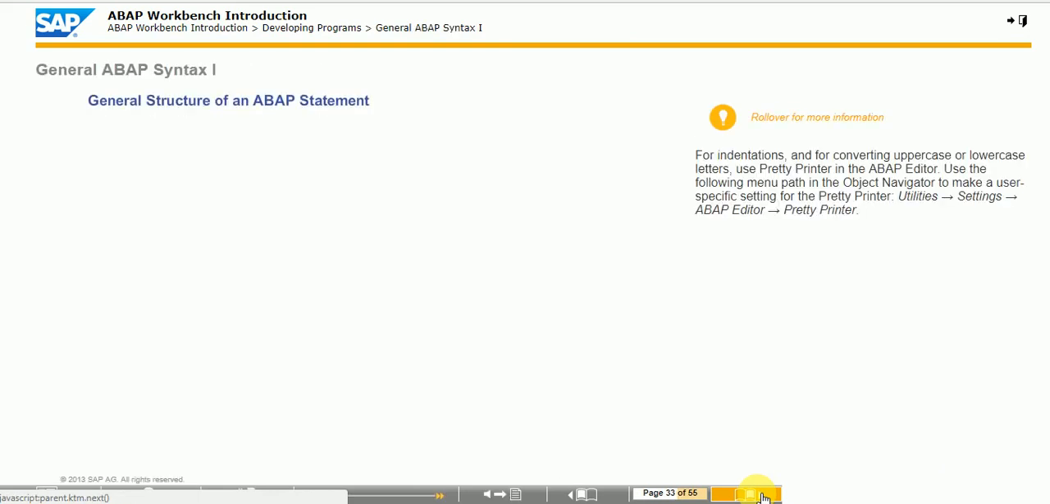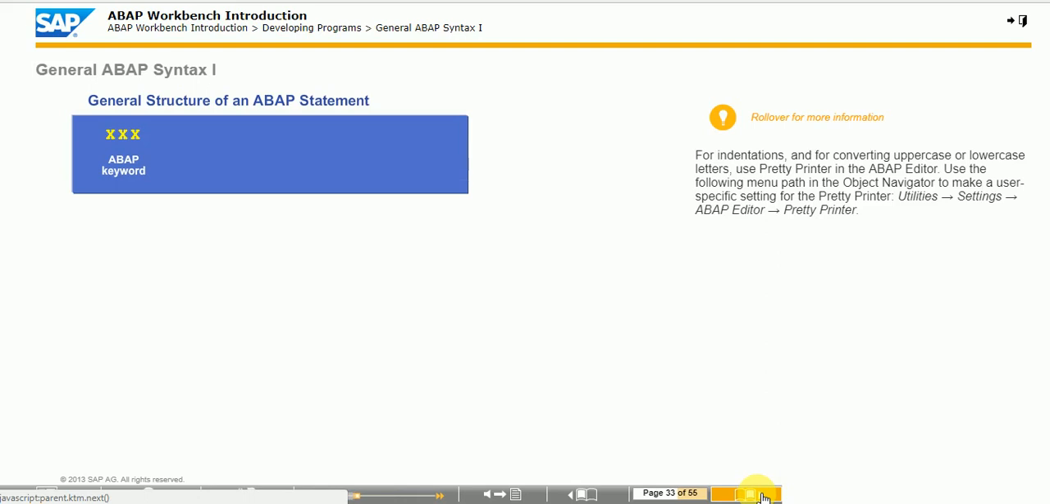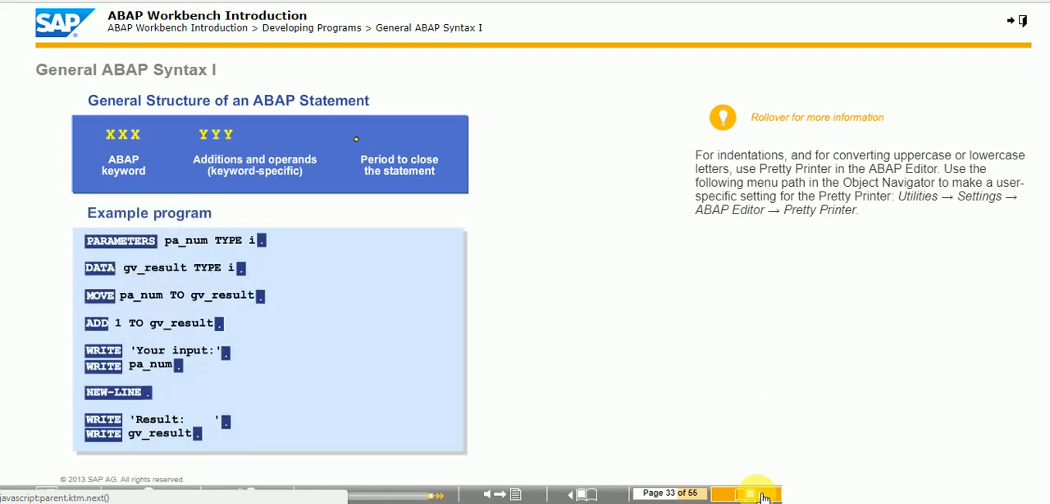Characteristics of ABAP syntax. ABAP programs consist of individual statements. The first word in a statement is called an ABAP keyword. Each statement ends with a period. A space must always separate two words. Statements can be indented. The ABAP runtime system does not differentiate between upper and lowercase in keywords, additions, and operands.